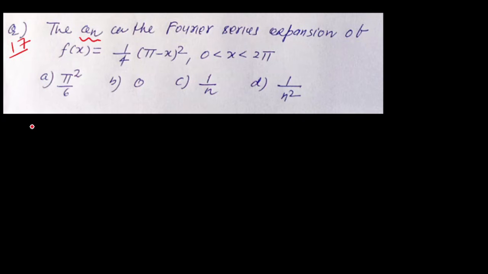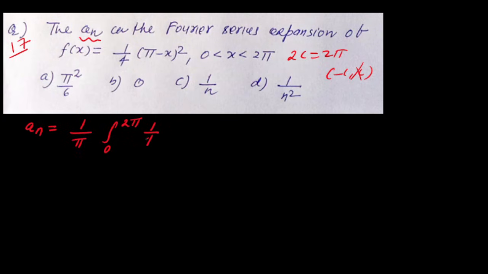You have to evaluate. So a n, what is the formula of a n? 1 by c. Here the length is 2 pi, so 2c is equal to 2 pi, so c is equal to pi. So 1 by pi, lower limit 0, upper limit 2 pi. I am not looking at this function as even or odd, because the interval is not of the kind minus c to c. The interval is of type 0 to 2c, right?